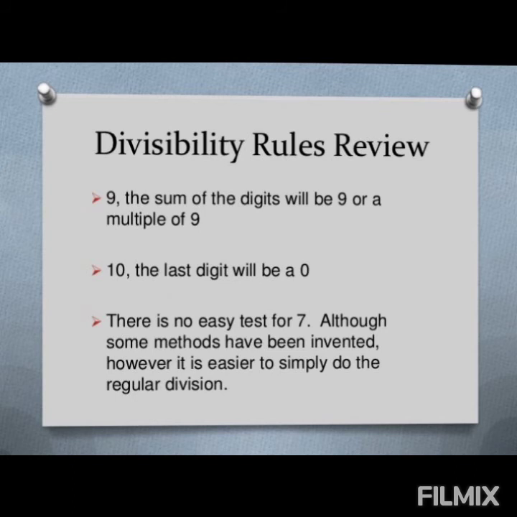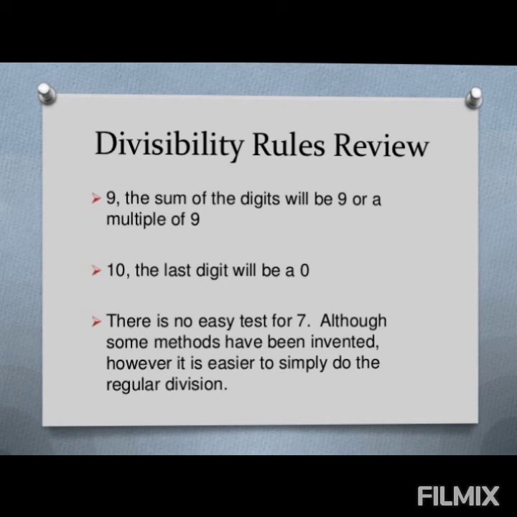Let us learn the divisibility rule for 9. If the sum of all digits in the given number is 9 or a multiple of 9, it means the number is divisible by 9. If the sum of the given number's digits is divided by 9 and it divides exactly, it means the number is divisible by 9. Now the divisibility rule for 10. If the last digit is 0, it means the number is divisible by 10.